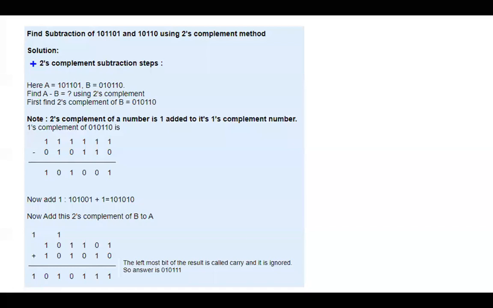And what is the second number? The second number is 1, 0, 1, 1, 0. So what is the value? 45 minus 22 should be equal to 23. Now how should we do this? We should take the twos complement of the second number. So let us take the twos complement of this number.